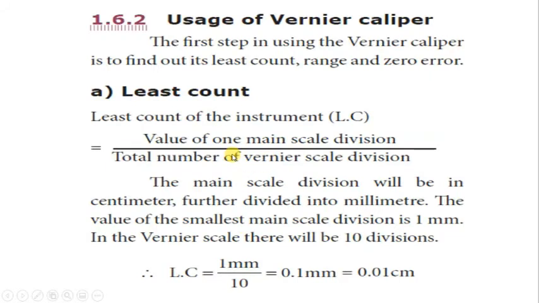So if we substitute in this formula, we get least count equal to 1 millimeter of the main scale reading divided by 10, that is equal to 0.1 millimeter, or in centimeter 0.01 centimeter. So with the help of this vernier caliper instrument we can accurately measure up to 0.1 millimeter or 0.01 centimeter.